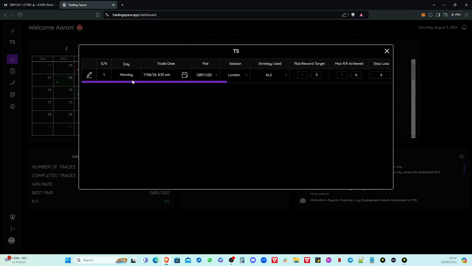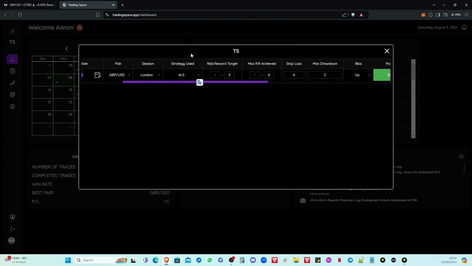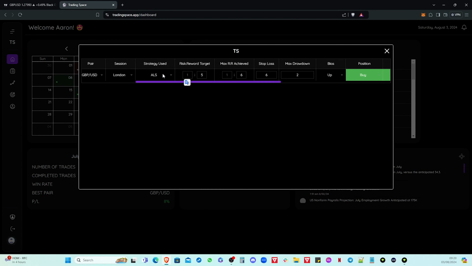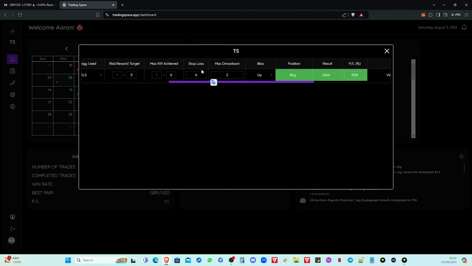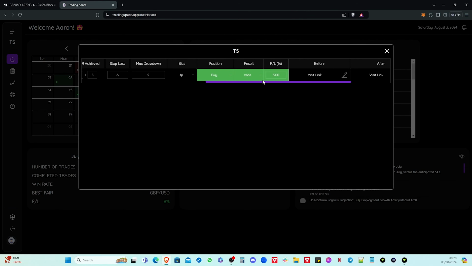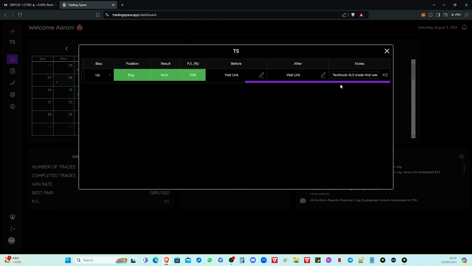So as you can see, Monday at 8:35 on GU during the London session, the strategy I'm using is the ALS. That's what I've called it. 1 to 5 risk to reward, max risk to reward achieved. So this says that, okay, price went to 1 to 5R, but it also went to 1 to 6 as a maximum. The stop loss I put down was 6 pips. Max drawdown is 2 pips. And then we can see it's a buy trade. We won the trade. The bias was up 5%, and there's some notes on the trade.